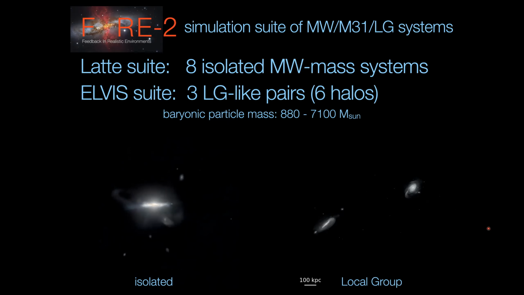We have not done, however, what some other groups have done, which is additionally try to constrain the local 10 megaparsec environment around the local group. So there's no constraint on the larger scale environment than that.